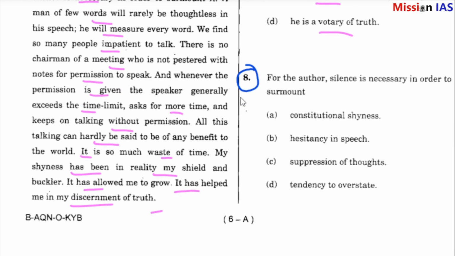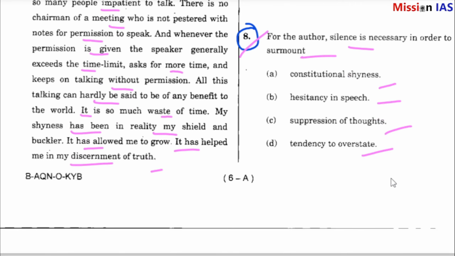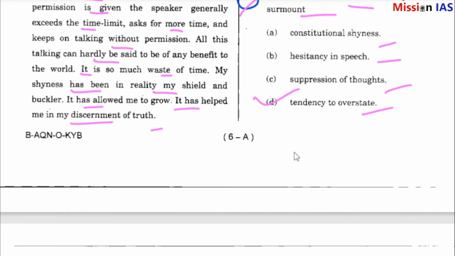Question number 8. For the author, silence is necessary in order to surmount: constitutional shyness, hesitancy in speech, suppression of thoughts, tendency to overstate. So what is the answer? The answer is D: tendency to overstate.